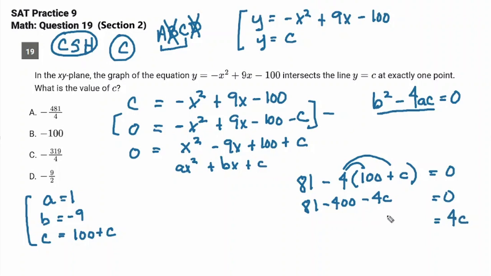81 minus 400, calculator math. It's negative 319. Oh, we're home free, man. Divide by 4 to get c by itself. And so c is negative 319 over 4, and that's answer choice C. This problem is hard. It takes some work, but you can get it right, and you can move on.